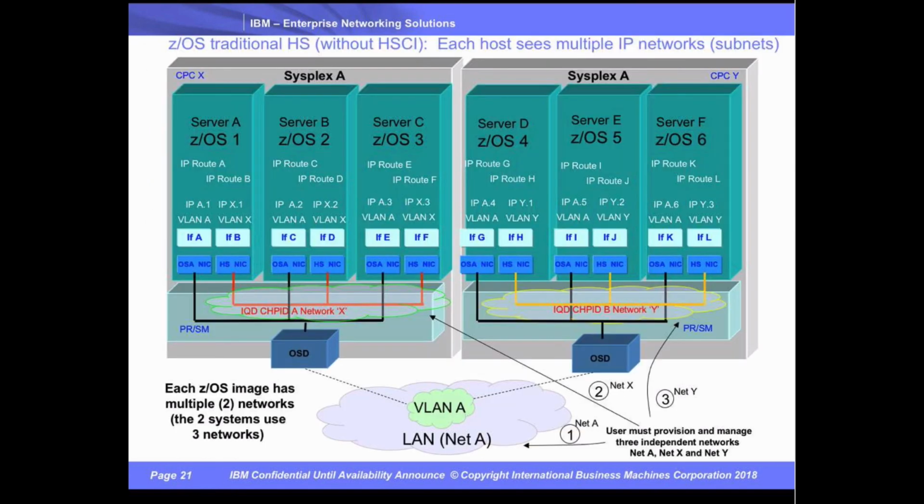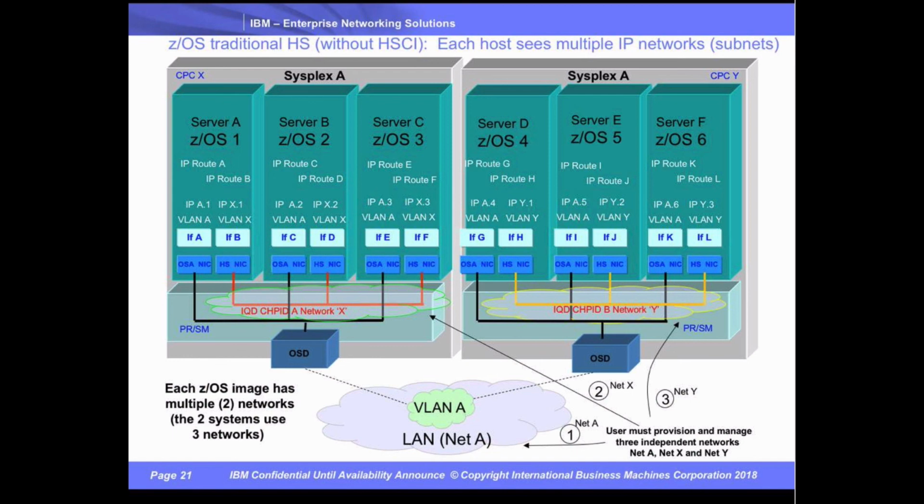On chart 21, this is where I think it really helps illustrate the value of this. So imagine a simple environment, 2 CPCs, maybe in the same sysplex. I call it sysplex A here. Don't put too much into that, but I'm just trying to give a very vanilla example. There are 3 LPARs in each CPC, and they all connect to the same LAN, and they connect to HiperSockets internally. Most of you will realize that there are 3 networks here. There's the external LAN, and there are 2 internal networks.